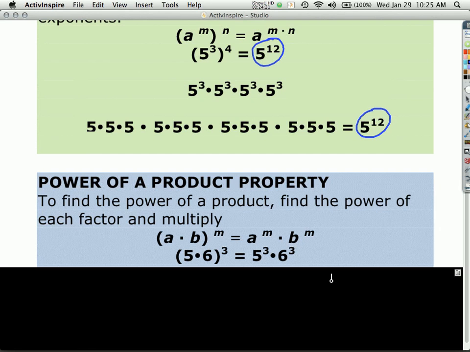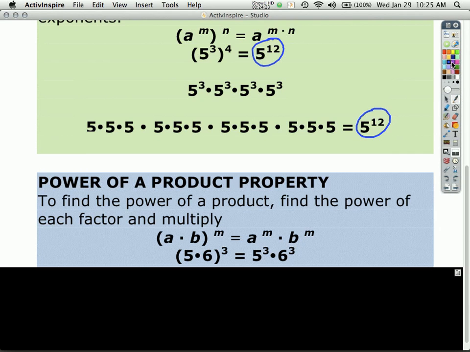Yes? So basically, for the product of powers, you add the exponents for powers with the same base, but for the power of a product, you separate like the bases if they have the same exponent. That's right.